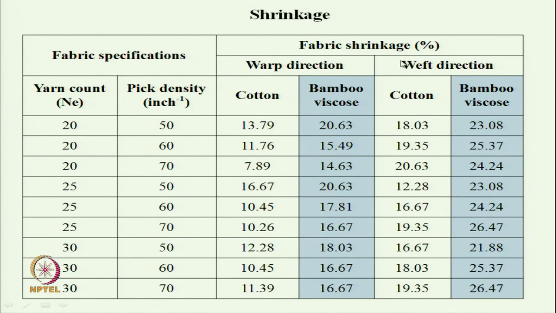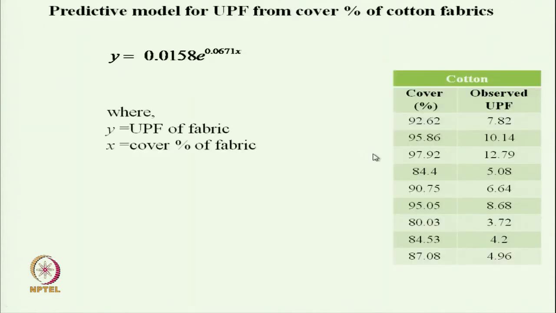So, this table shows a clear indication here, this is the warp count, so fabric shrinkage percent for warp-wise direction, for cotton shrinkage is around 7 to say 13%, warp-wise bamboo viscose shrinkage is much higher, around 15 to 20%, and weft-wise shrinkage is also high, it can go up to say 25% or something, whereas cotton is around 18 to 20% in this range. So, it has been observed for all the combinations, the bamboo viscose fabric is having higher shrinkage. So, that increase in mass per unit area is mainly due to higher shrinkage.